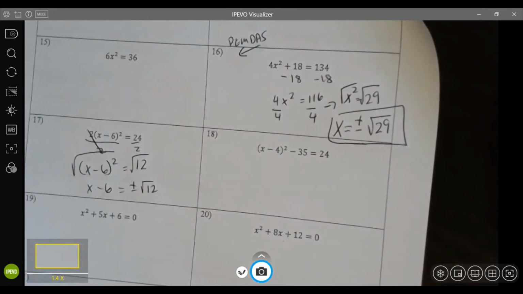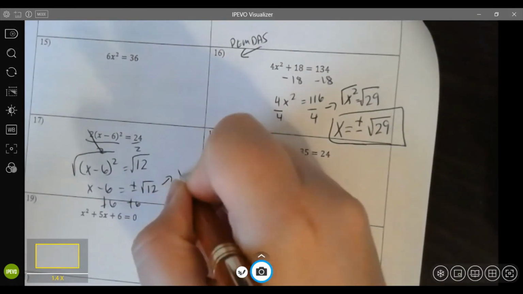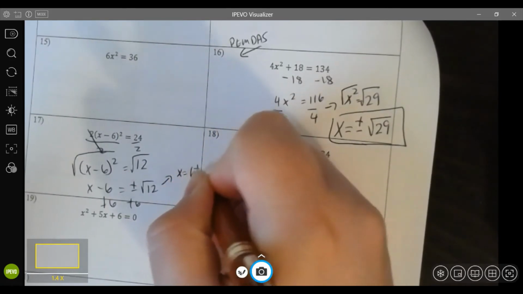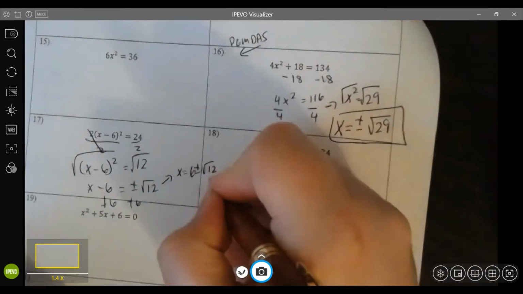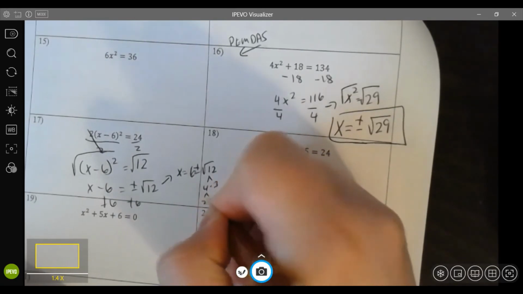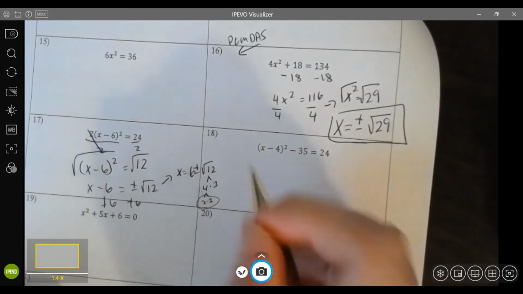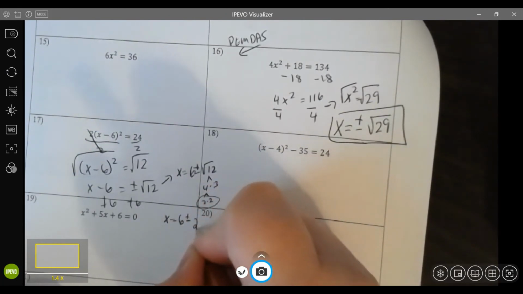So now we've gotten rid of the parentheses when we took the square root. So now there's no parentheses. So now just to get x by itself, we're going to add 6 to both sides. So this gets you x equals 6 plus or minus the square root of 12. We need to split up 12 and we need to reduce 12. So 12 is 4 times 3, and then 4 breaks up as 2 times 2. So we can pull out a 2. So this is x equals 6 plus or minus 2 root 3.